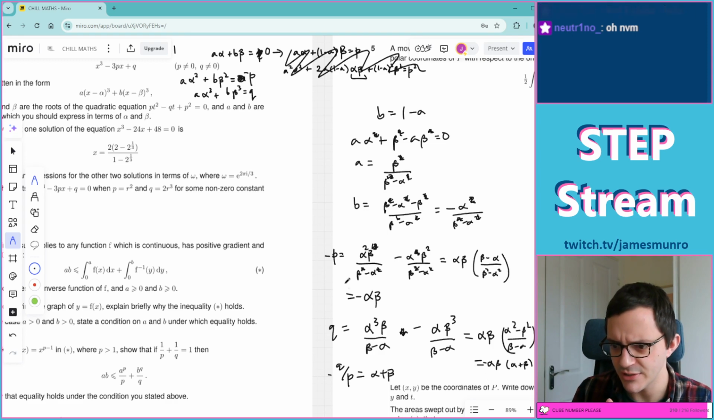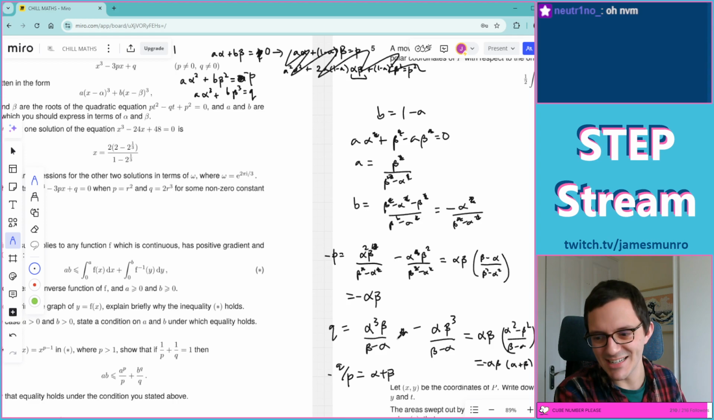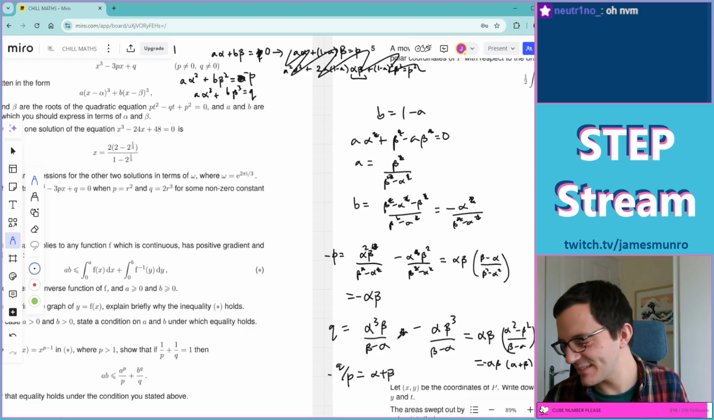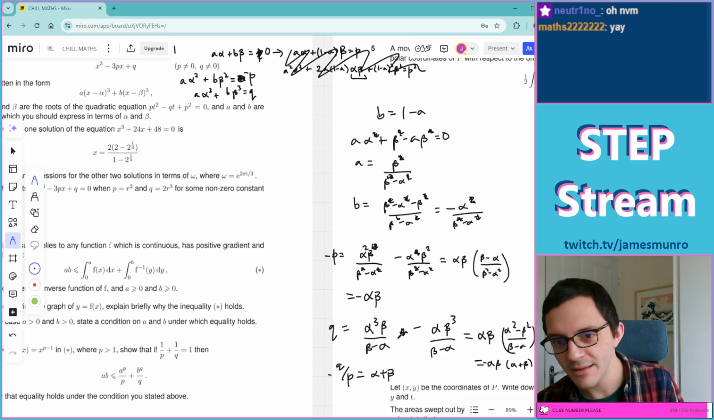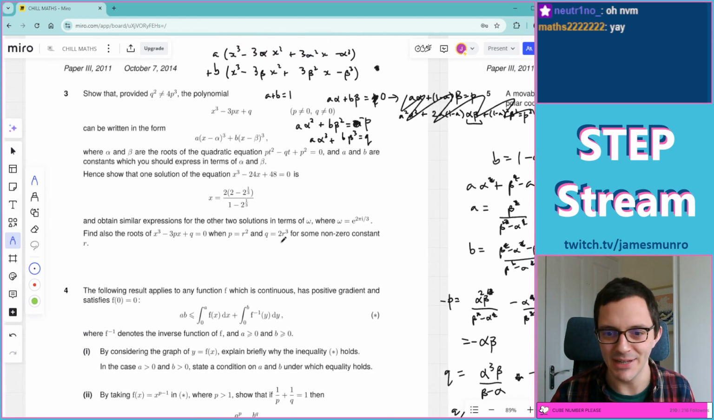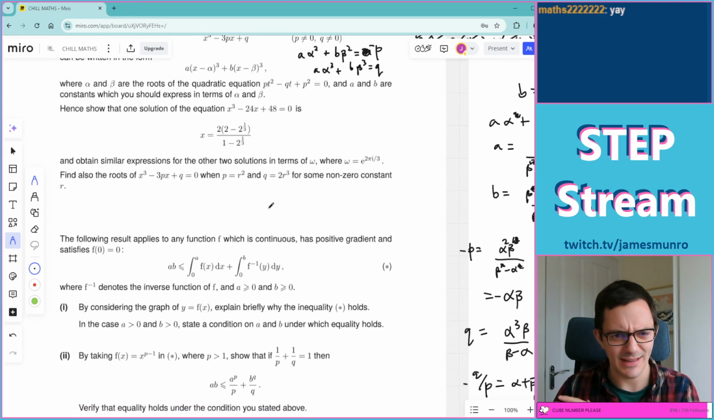No, that minus alpha beta is still... Oh, who cares? We're close enough. Minus the sum is q over p or something. Got our quadratic. Got a and b. What do we actually do with this question? The reason I like step questions is that you do some algebra like that. It's not really exciting. But then maybe you get to do something.